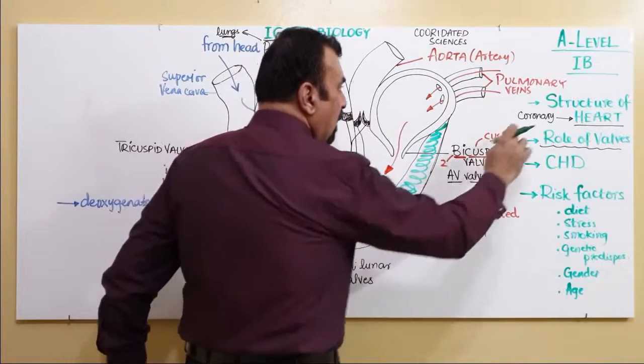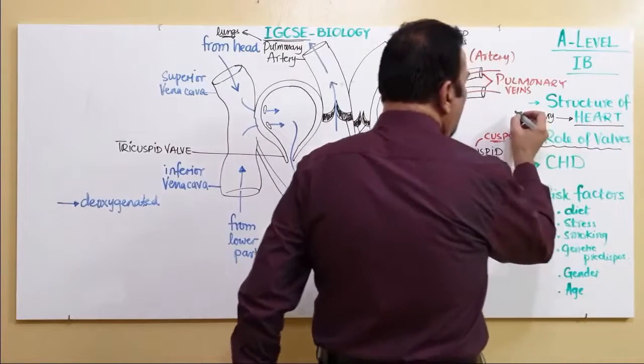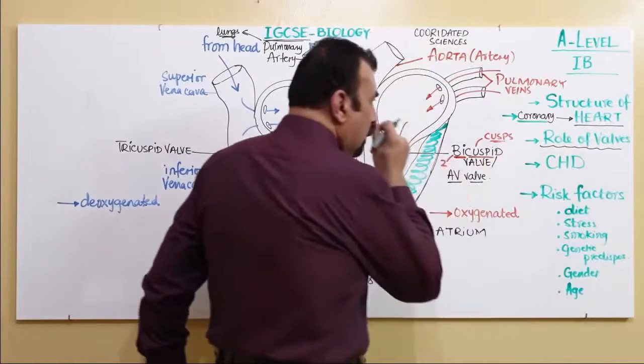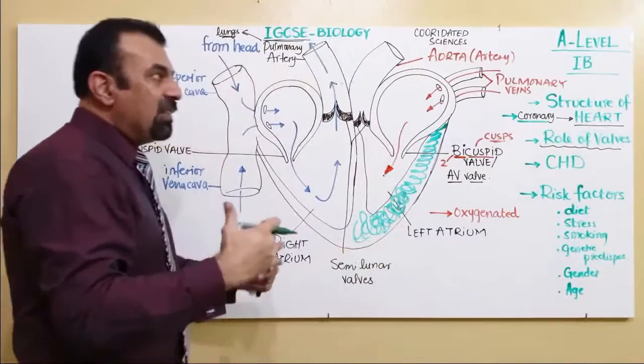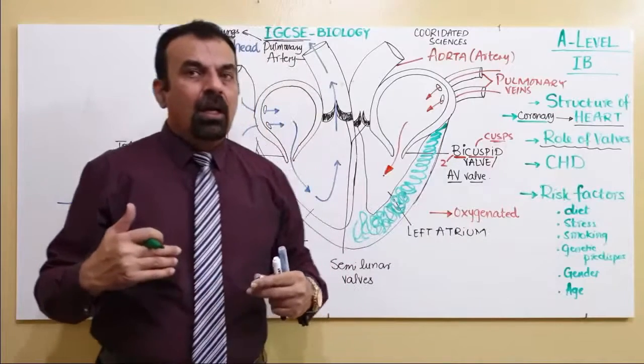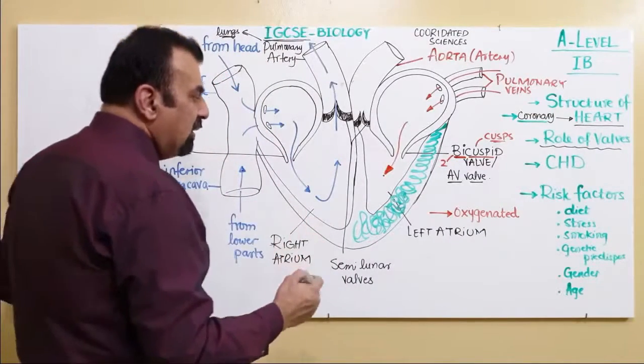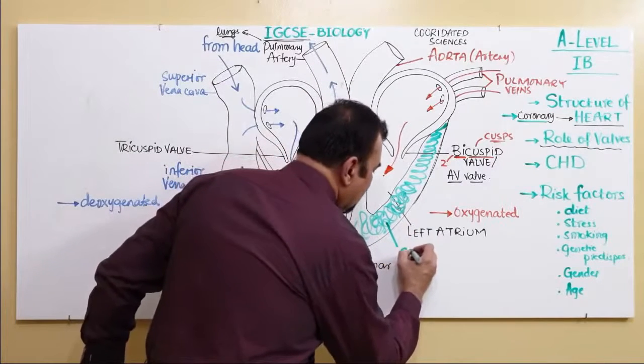I told you that coronary is a term which I'm going to explain later. The blood vessels which supply blood to the heart are called coronary. That's why it's coronary. So the heart muscles are called cardiac muscles.